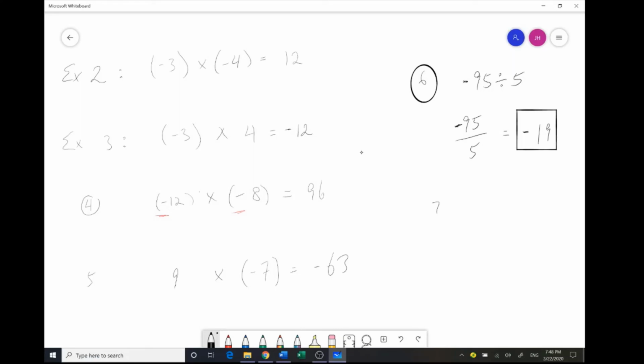And number 7, let's say negative 81 divided by 3. Again, negative numbers divided by positive numbers always get you negative answers. Now is the time for you to figure it out. What is 81 divided by 3? That will get you 27.